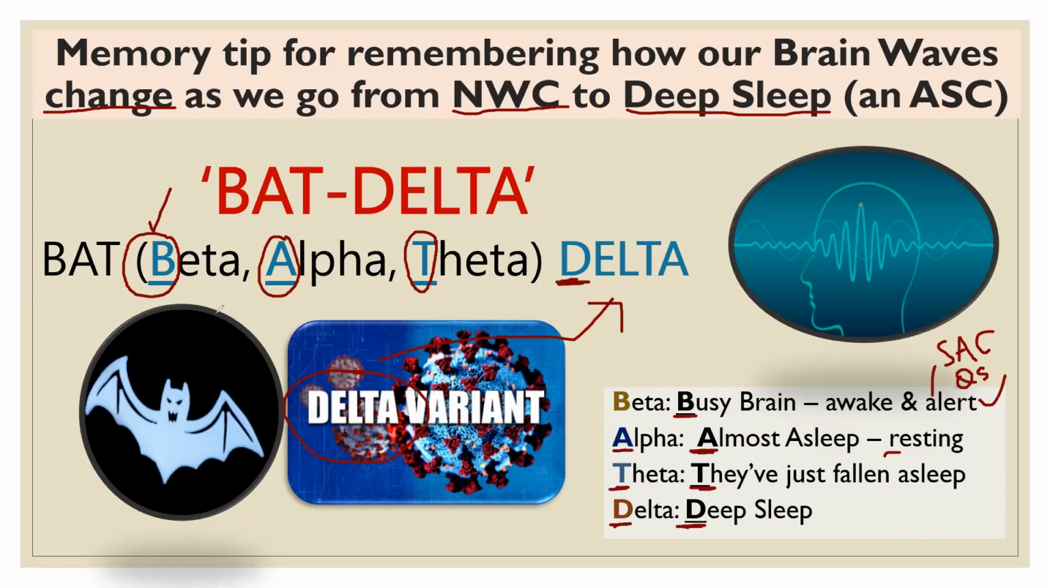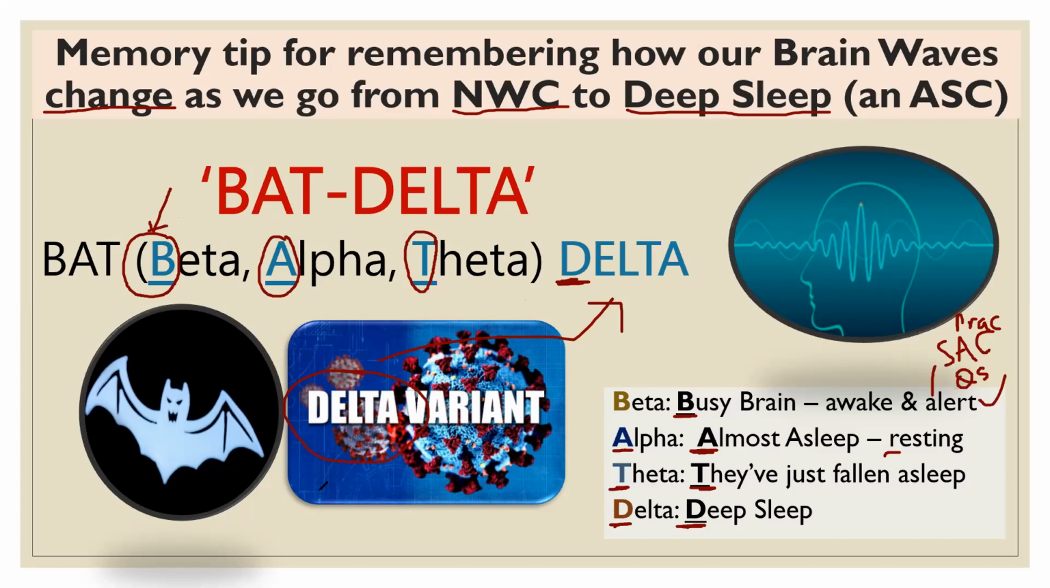So this is the progression of brainwaves as we go from a state of normal waking consciousness, like this person in this scenario who was working on the practice set questions, to a state of deep sleep. That's the progression. That's what happens in your brain as you go through these different tasks. Okay, so that's basically the formula there. And we use the memory tip BAT delta to remember this.